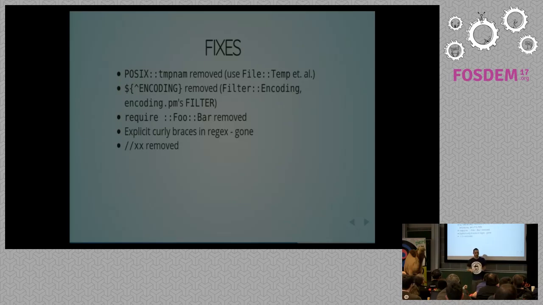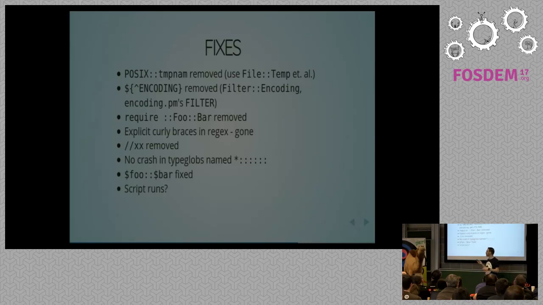The explicit curly braces, I mentioned that. The XX, so you could put two X's, that's gone. And this doesn't crash anymore. If you had in type globs that were star, colon, colon, colon, colon, colon, colon, you're safe now. More stuff. We accidentally broke this in 5.18, so it was fixed. We're sorry.